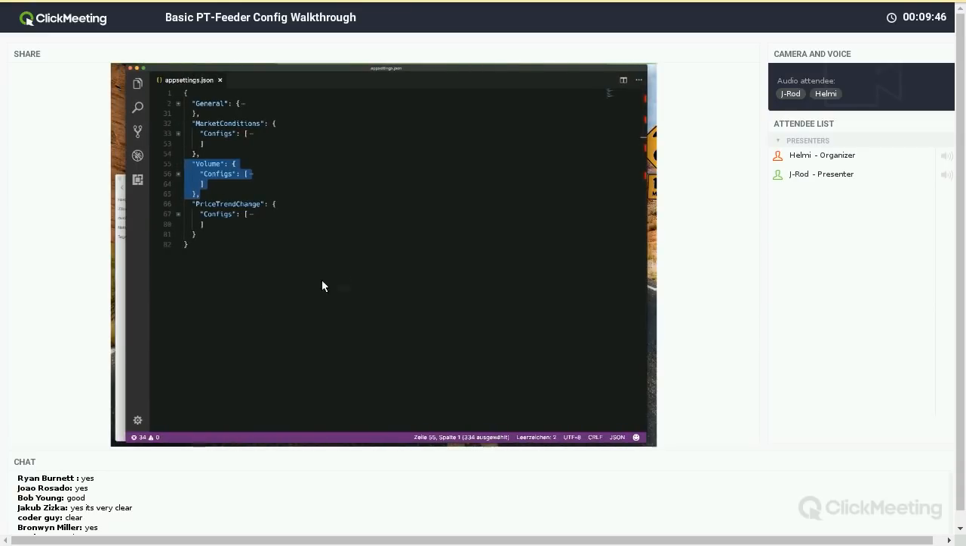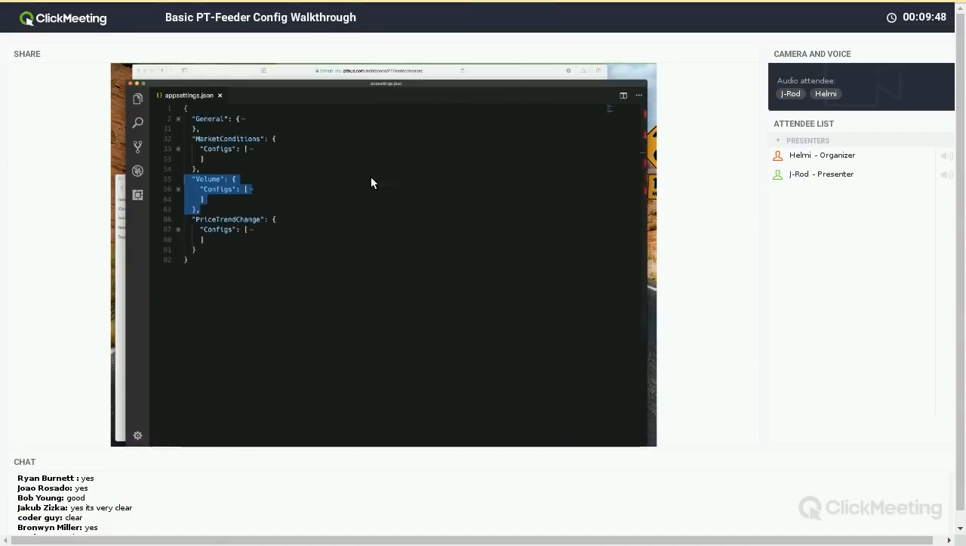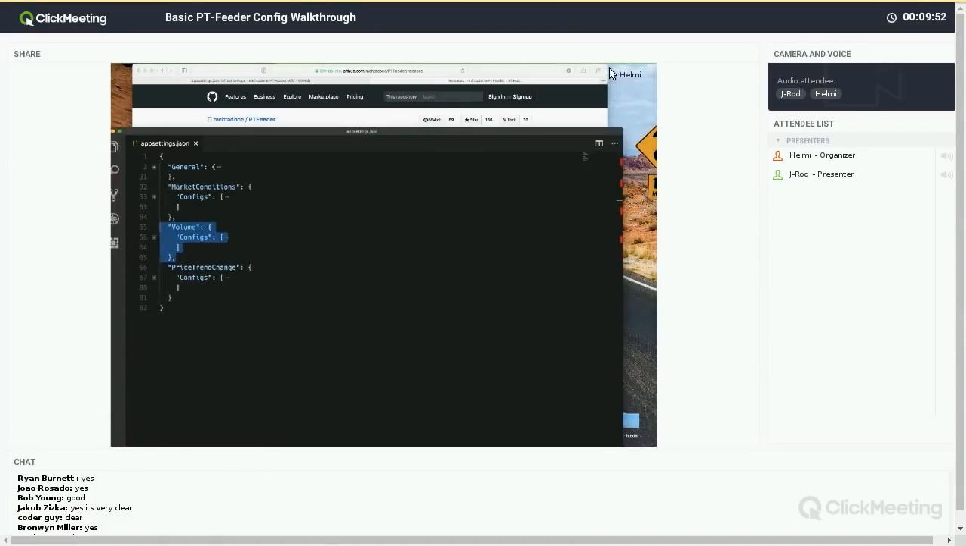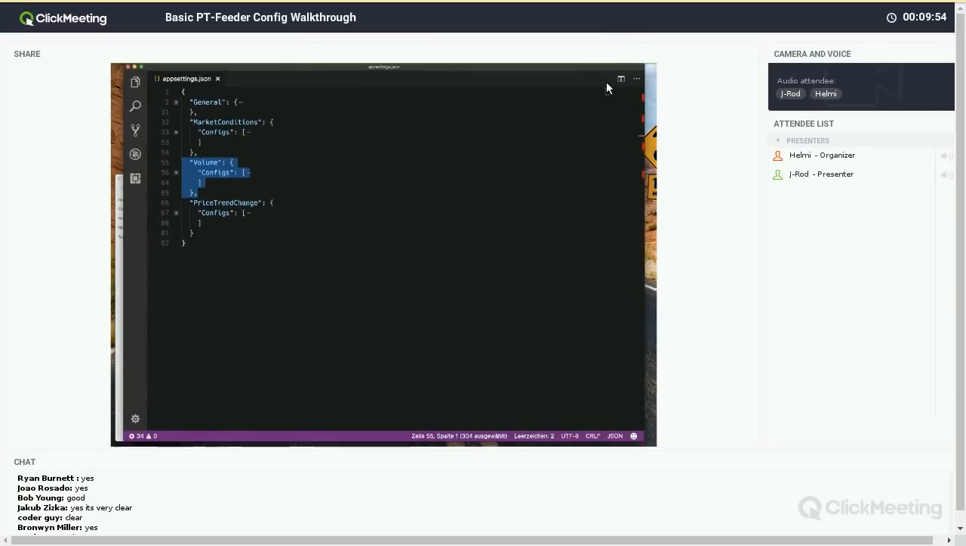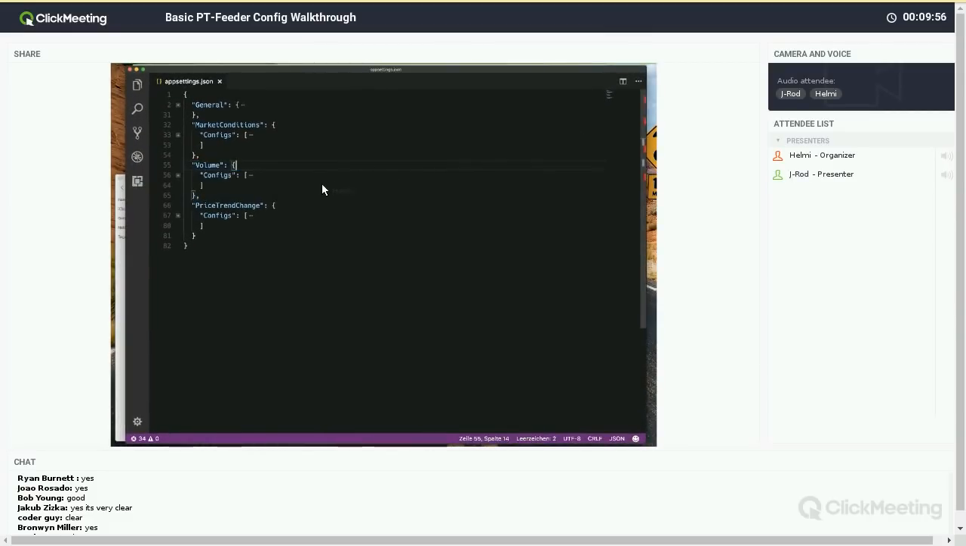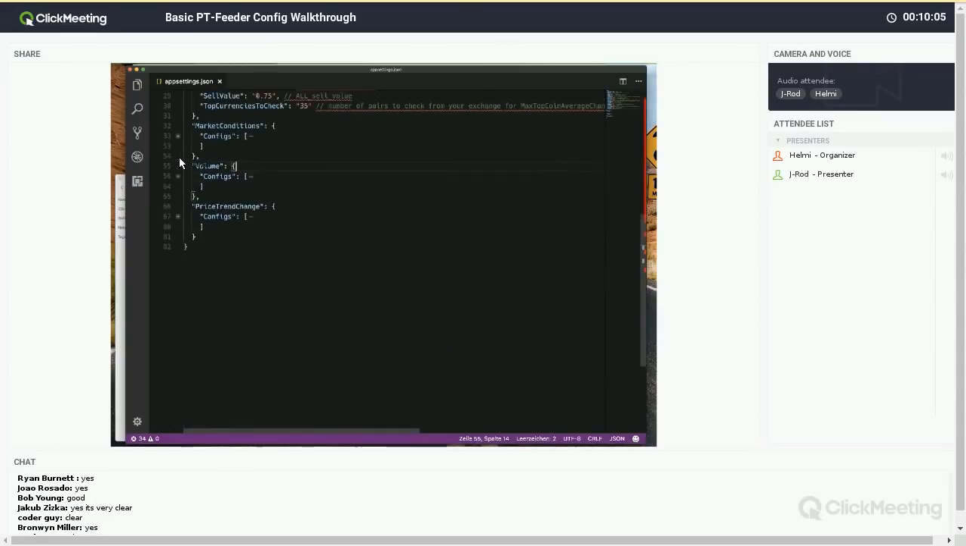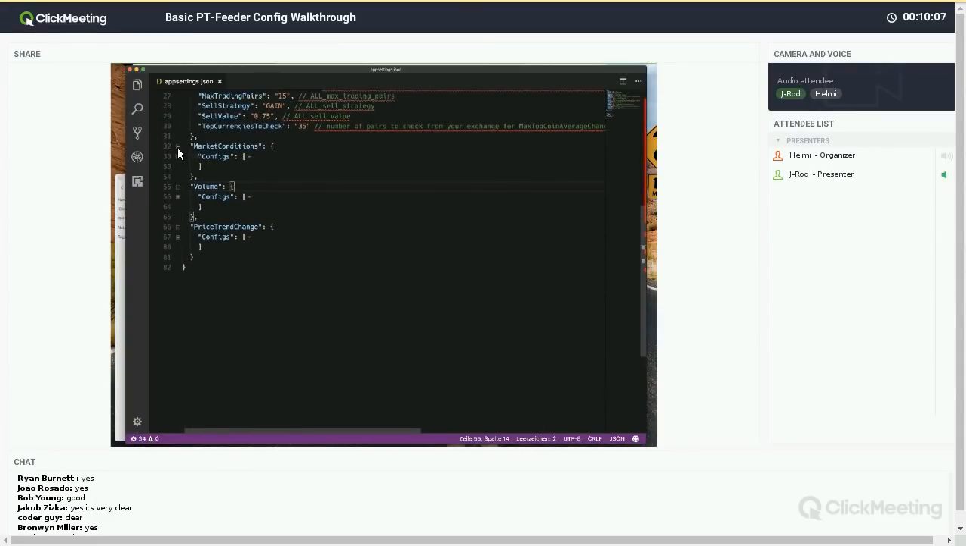I just got today's version, 1.4.0.431, so this is the actual one we're using here. The general section lays out the basics, and everything that comes below adds to that. So let's call them modifier sections.